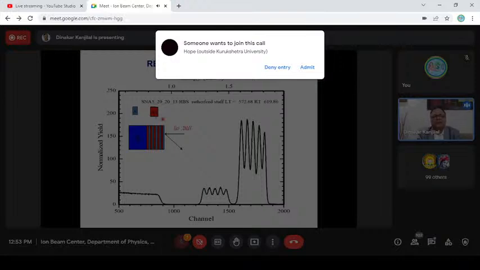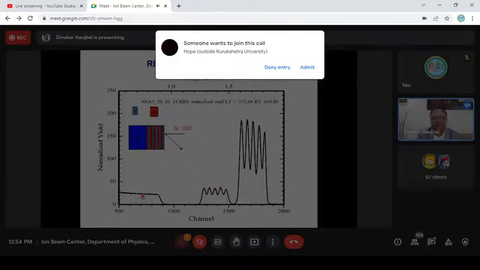So if you have many layers, there is practically no other way. This is the only way to really study them. Here, gold and nickel, many layers are put, and you can see them beautifully by the Rutherford backscattering method.